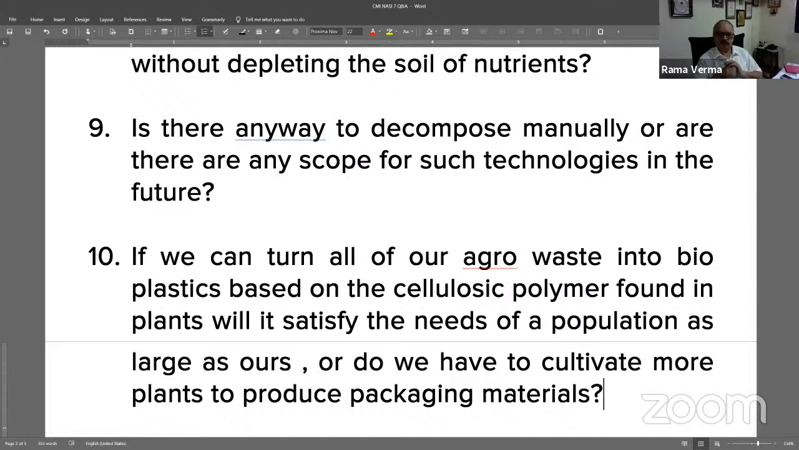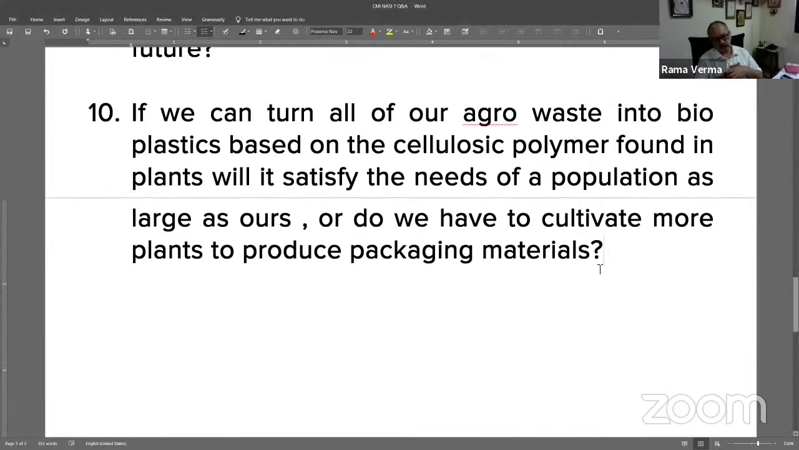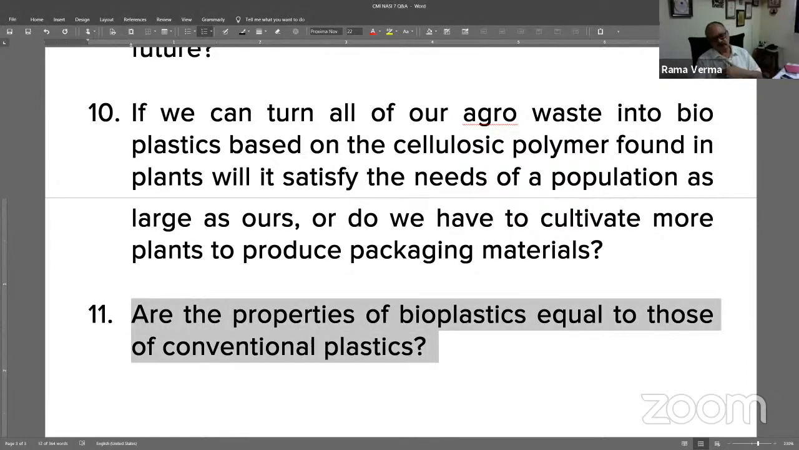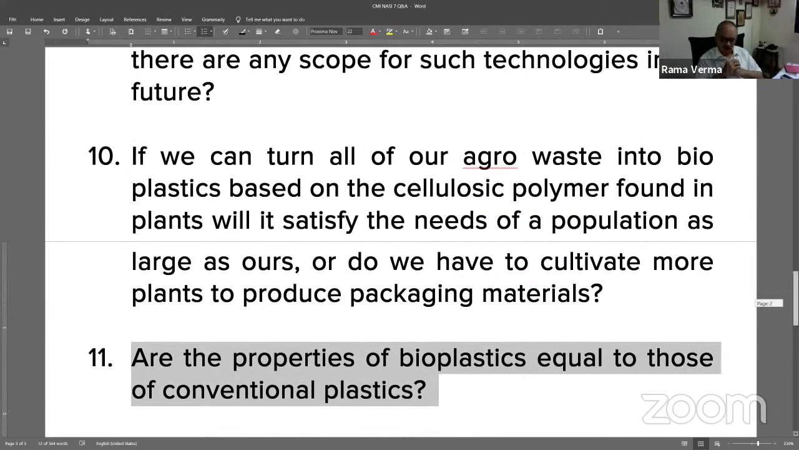If we can turn all the agro waste into bioplastic, with cellulose as the polymer found in the plant, will it satisfy the need for a population as large as ours? Do we have to cultivate more plants to produce packaging material? I don't know, but we have to do the mathematics on those things: how much we require, how much we produce, and how much waste there is. Because even converting waste into bioplastic takes time. It cannot be done immediately. So if we have those data with us, then we can think about how much we have to produce for packaging material, how much we require, and then how these agro wastes can be used in that. But we need data for that.